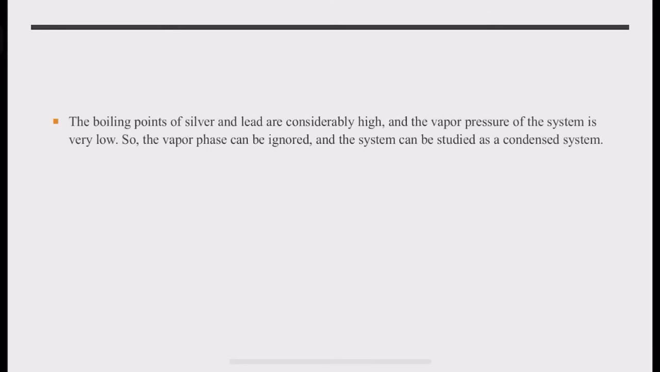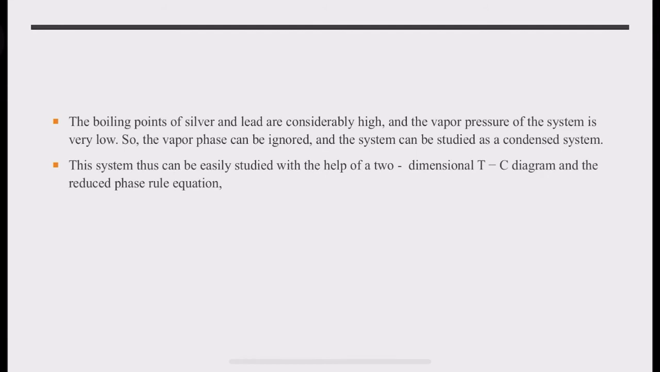So the boiling points of silver and lead are considerably high, and the vapor pressure of the system is very low. So the vapor phase can be ignored. Here we ignore the vapor phase. Why? Because the vapor pressure of the system is very low, and the system can be studied as a condensed system. So it is a condensed system, and we can apply the condensed phase rule or reduced phase rule.